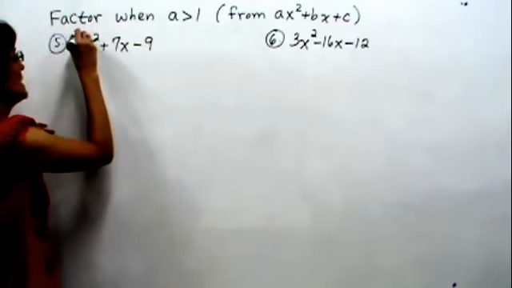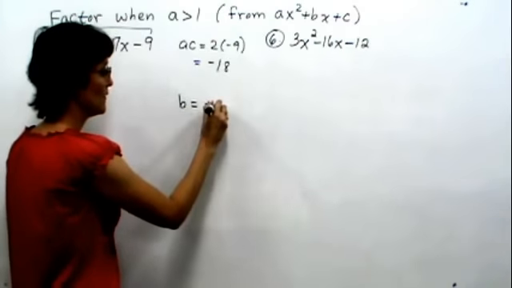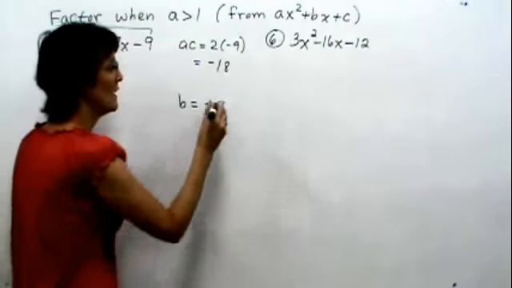Alright, so we're going to do our ac and b. Same idea. So I've got ac is equal to 2 times a negative 9, and that's going to give me a negative 18. And then my b is going to be a positive 7. And I want to take my signs, remember. Alright, so now you're going to give me some factors of 18.